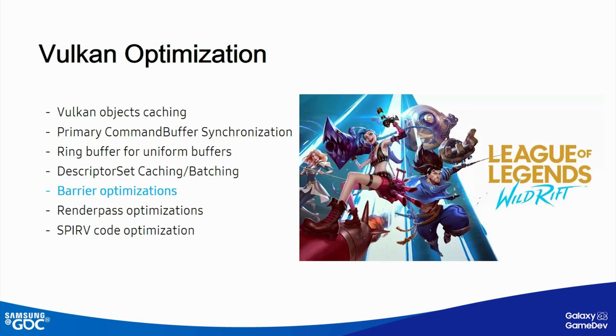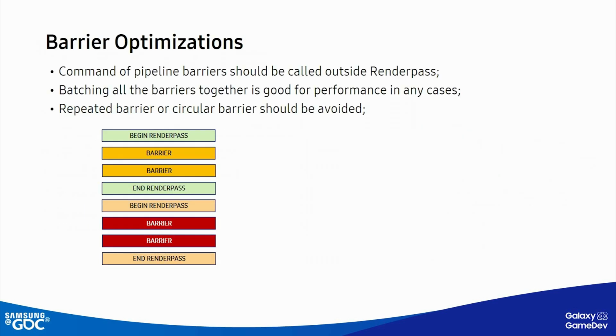Now let's talk about the barrier optimization in Wild Rift. Developers are able to define their own GPU to GPU synchronization points between pipeline stages using pipeline barriers. This is a powerful feature of Vulkan, and it helps developers minimize the sync-up cost of the GPU. The barrier optimizations of Wild Rift mainly contain two parts: using barriers correctly and batching barriers where possible.